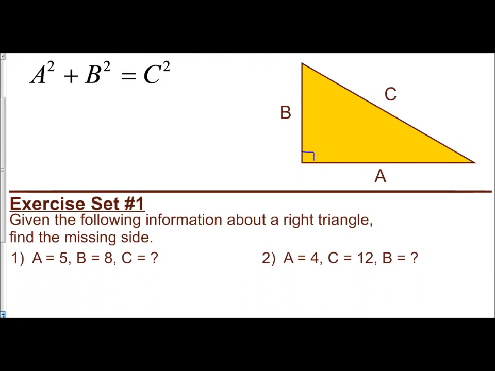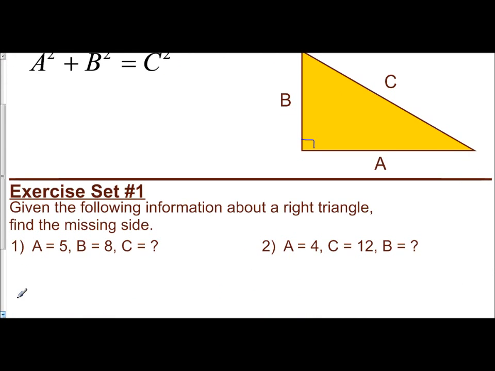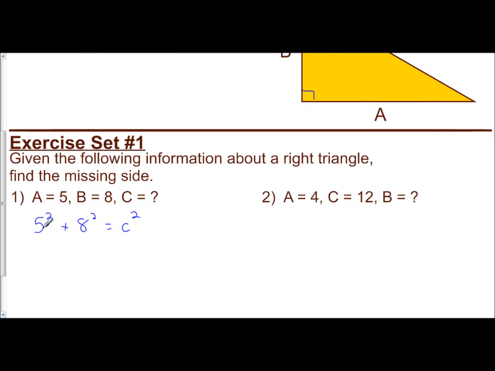So we're given the following side lengths and we're asked to find the missing side. I'm given A is 5, B is 8, and I want to know C. So what I have is A squared, so 5 squared, plus B squared, 8 squared, gives me C squared. And so now I'm just going to simplify and solve. So I know 5 squared is 25, and I know that 8 squared is 64. So I'm going to be adding 25 and 64 to get 89. So 89 is C squared.